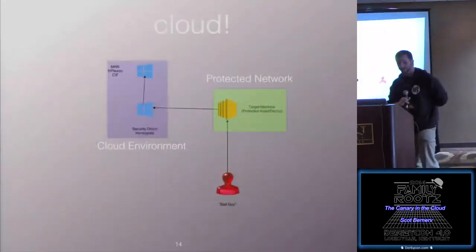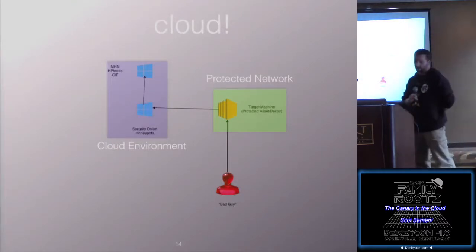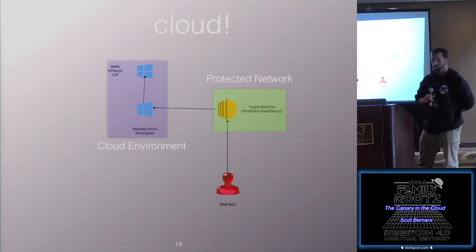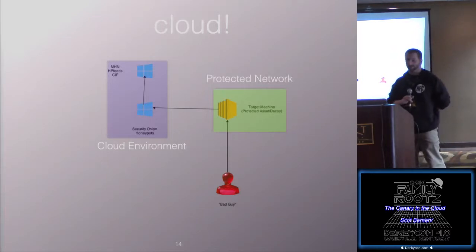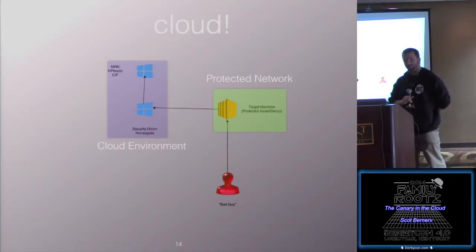So here's a diagram of what that looks like. You can see the green highlighted area would be your internal protected network, and the blue shaded area would be what's running in the cloud. In the cloud, you have your honeypots and your network security monitoring, and then obviously you have your own internal protected assets within the green part.